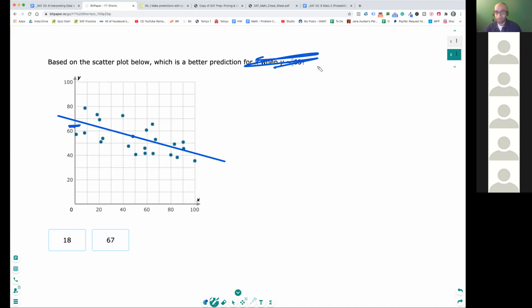So now, can you please tell me what is a better prediction for y when, now I'm changing it, when x is equal to, let's say, 50. When x is equal to 50. Okay, so x is equal to 50.